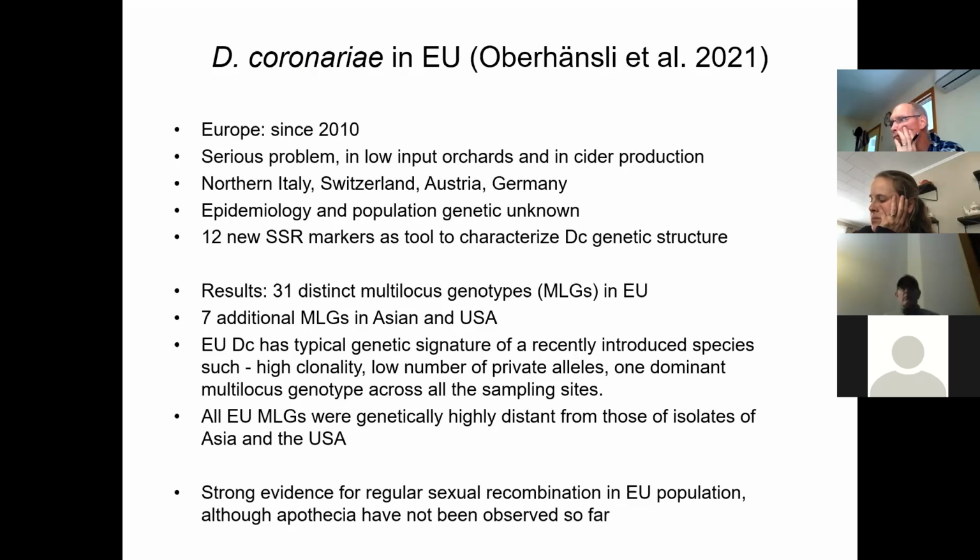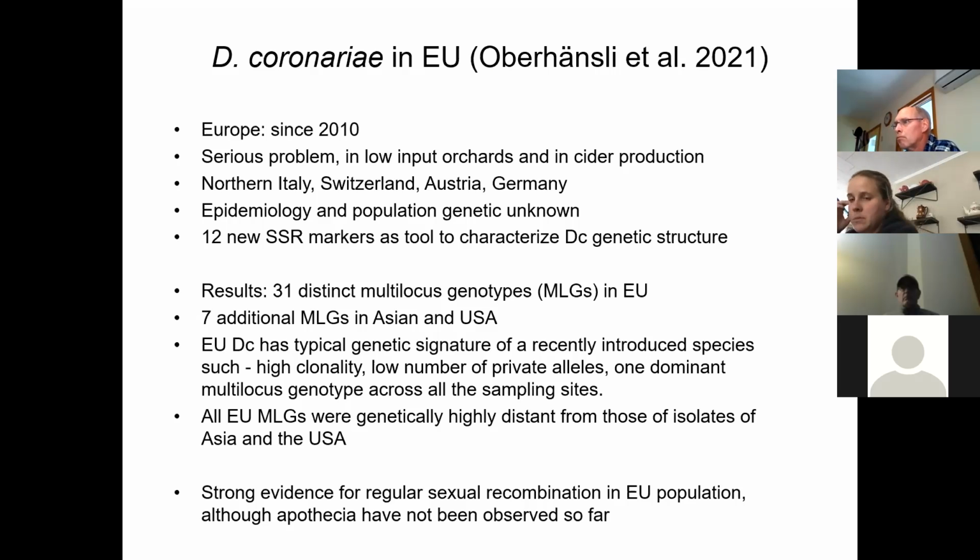so that when we look at the whole population, we can find out whether this was a recent introduction as a pathogen, or whether it was always there and just reappeared. What their results indicated is that these markers, looking at the different isolates, showed 31 distinct genotypes of the fungus in Europe. And by looking at our isolates, these European ones were definitely different from the 7 additional genotypes found in Asia and the USA.